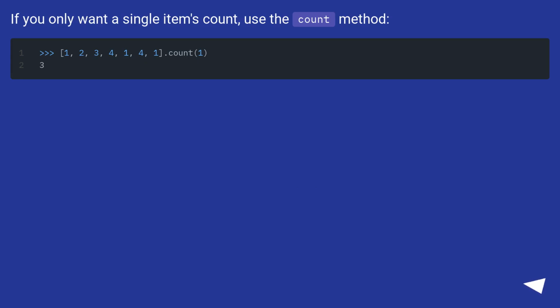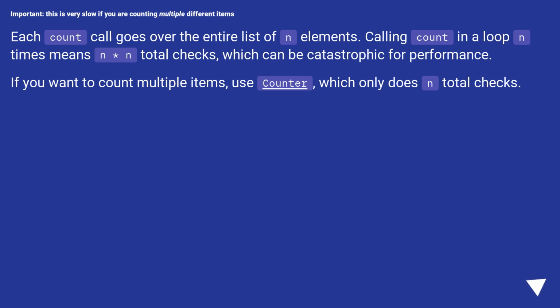If you only want a single item's count, use the count method. Important: this is very slow if you are counting multiple different items. Each count call goes over the entire list of n elements. Calling count in a loop n times means n total checks, which can be catastrophic for performance.